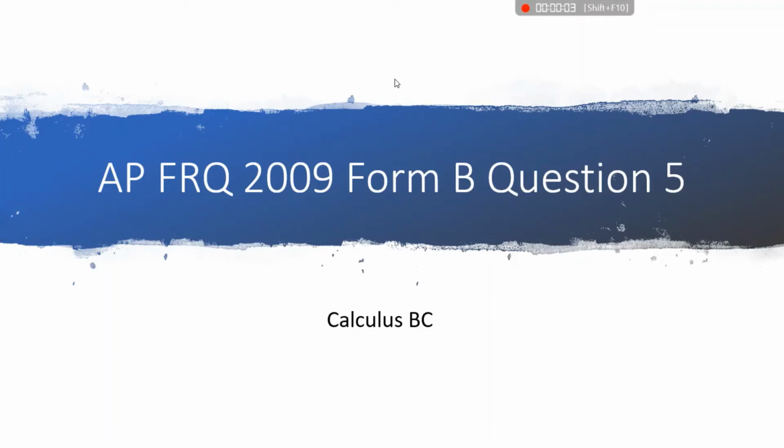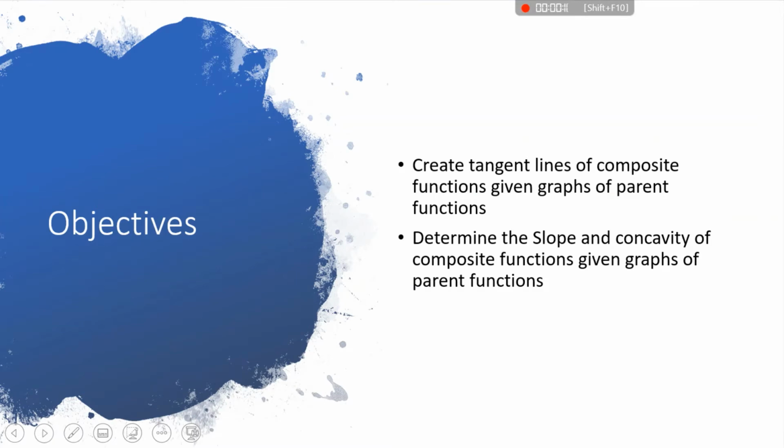Welcome back. We're continuing with all the free response questions, this time 2009 Form B. So we'll be looking at composite functions today. More specifically, trying to get tangent lines of composite functions, given information about their parent functions in the graph of the parent function, and to determine the slope and concavity of composite functions given the parent functions.